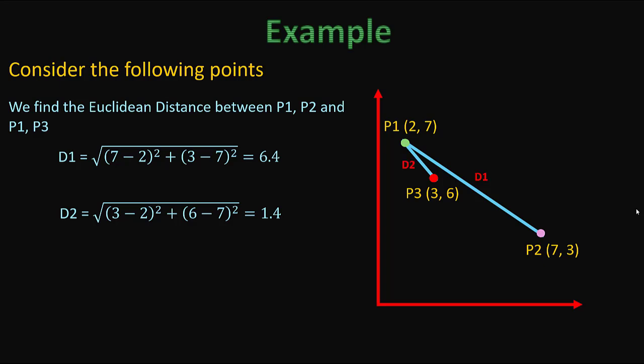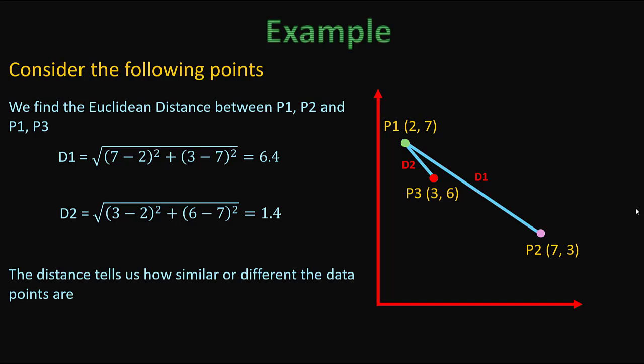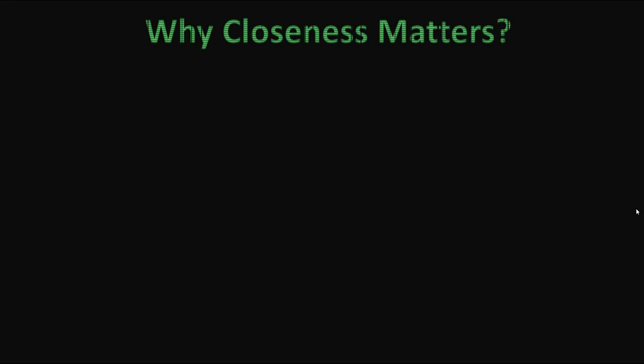As we can see, the distance D1 is 6.4, so it is far apart. And the distance D2 between P1 and P3 is 1.4. Even without the graph, if we just do the calculation, we know which two points are close and which are far apart. This distance tells us how similar or different the data points are. So here we can see P1 and P3 are close and P1 and P2 are far apart.